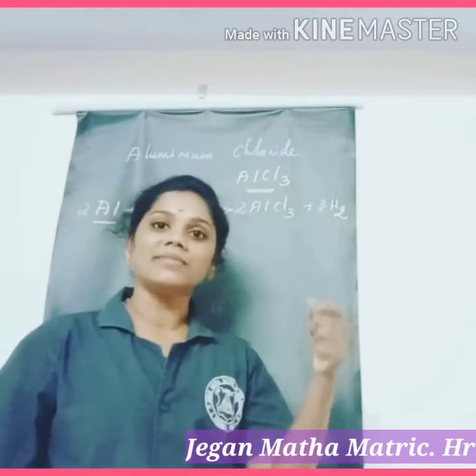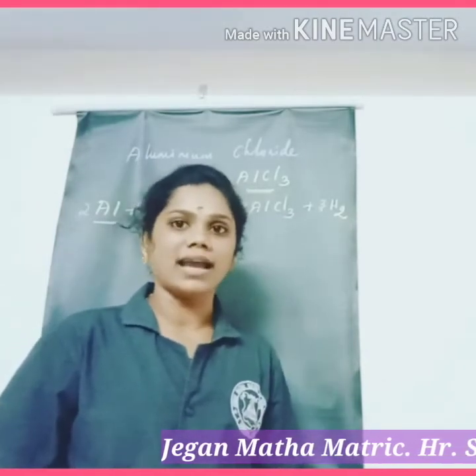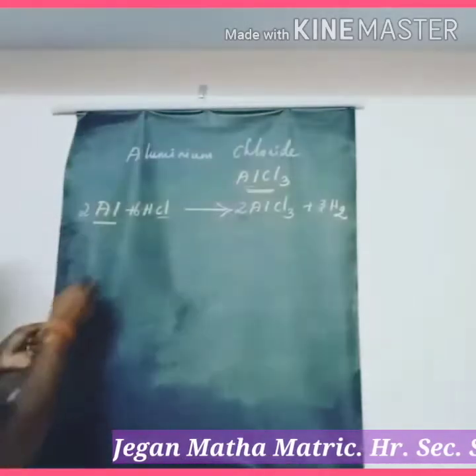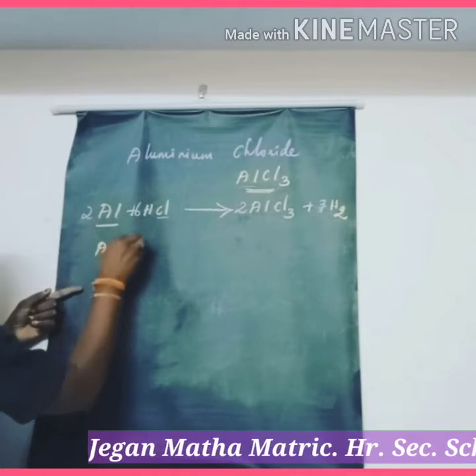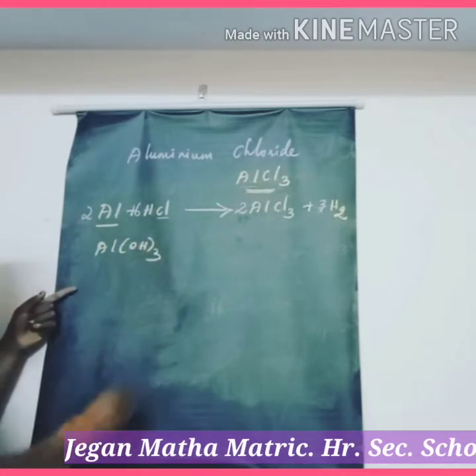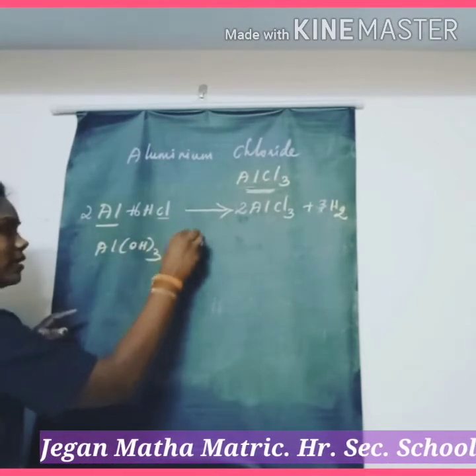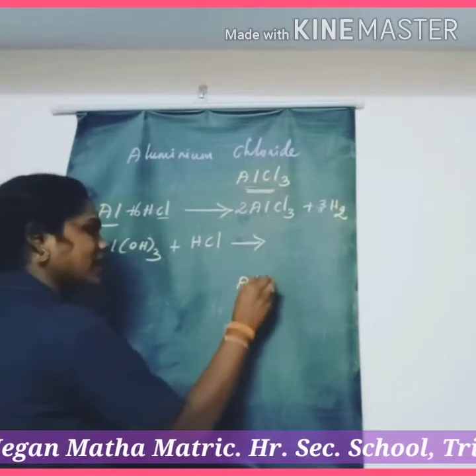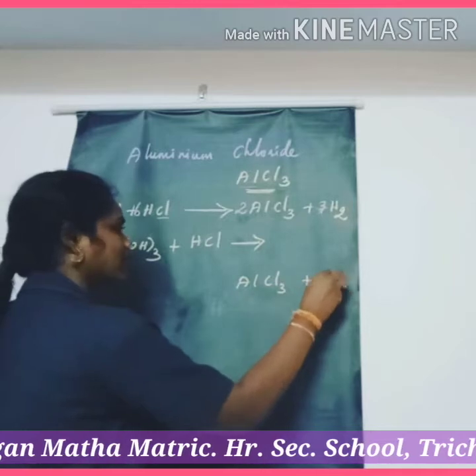And you take aluminium metal or aluminium hydroxide. Aluminium hydroxide formula is Al(OH)3. So that is aluminium hydroxide. Here also it is treated with hydrochloric acid. It is converted into aluminium trichloride and water molecules.